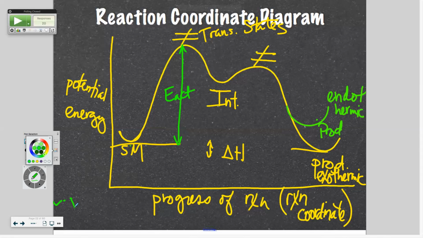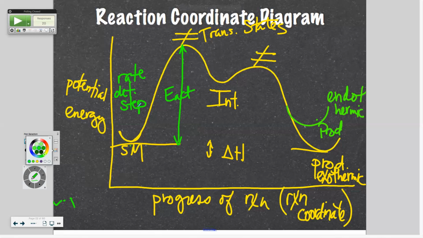Now, sometimes the first step is the slowest step. You know that because the transition state is higher than this one, because we have two steps. The slowest step is called the rate determining step. Have you heard that? Okay, good. So in this example, the rate determining step is the first one. If it was the second one, that mountain would be higher than the first one. Make sense?